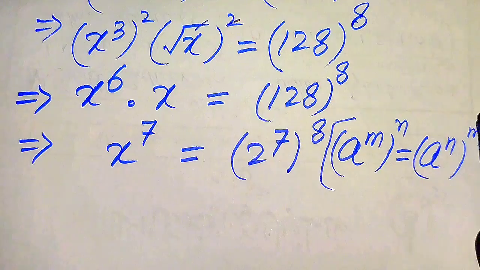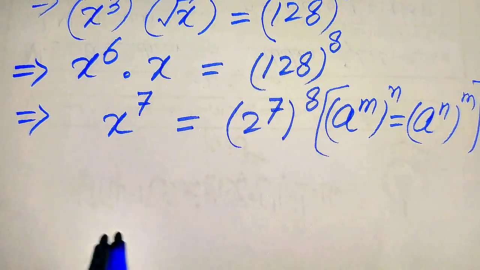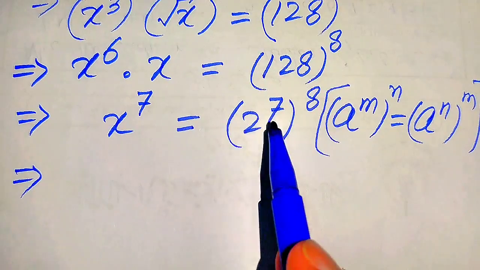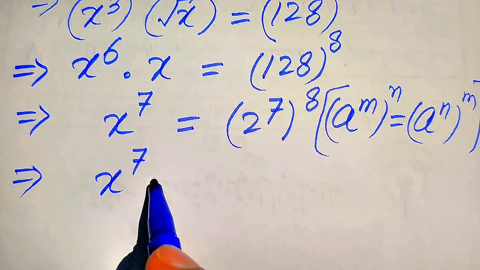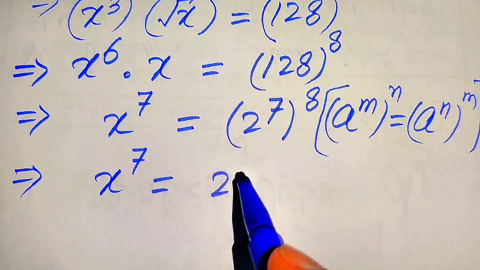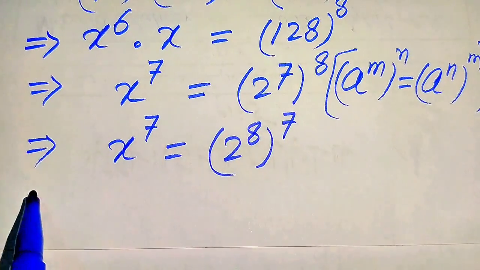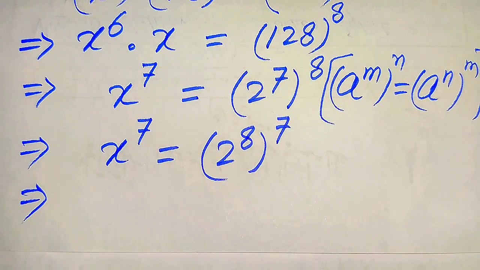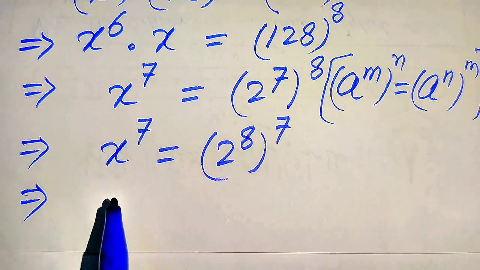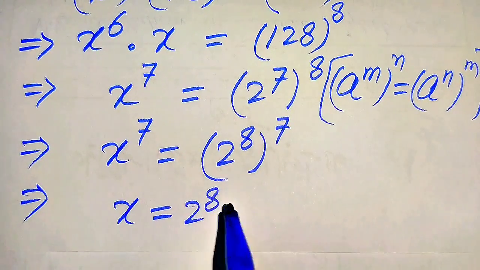It means that when we interchange these two exponents, it does not affect our final answer. So for this we need to interchange these two exponents here, and it will be written as x to the power of 7 is equal to 2 to the power of 8, and its whole power is 7. And now here we need to compare the bases of both sides, and when you compare bases, we get on the left hand side x is equal to 2 to the power of 8.